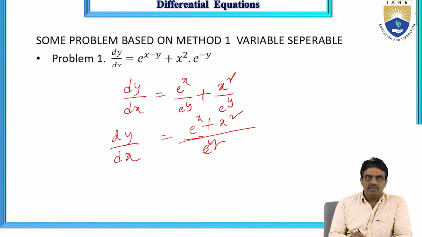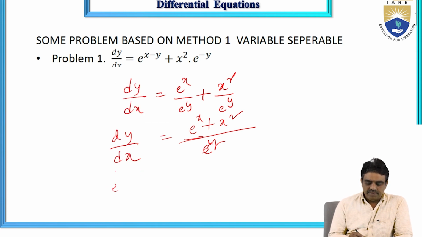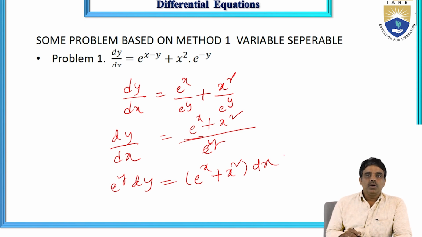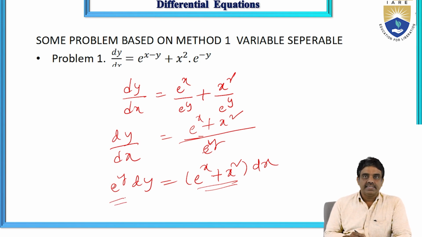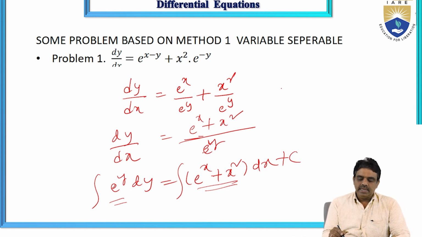Y variables on the dy side and x variables on the dx side, we'll get e power y dy is equal to, on the right hand side, e power x plus x square dx. So now the x variables are on the dx side and the y variables are on the dy side. On taking integration both sides, we'll get the integrating constant also.